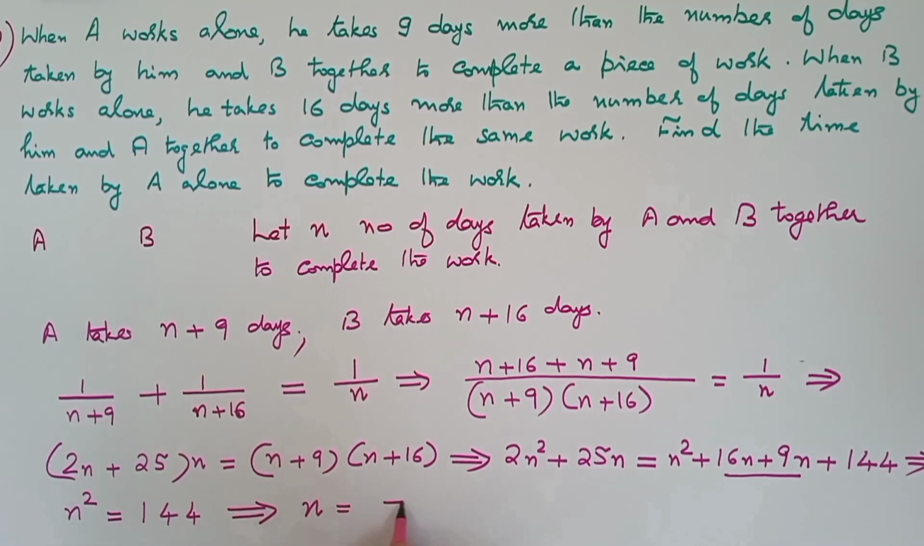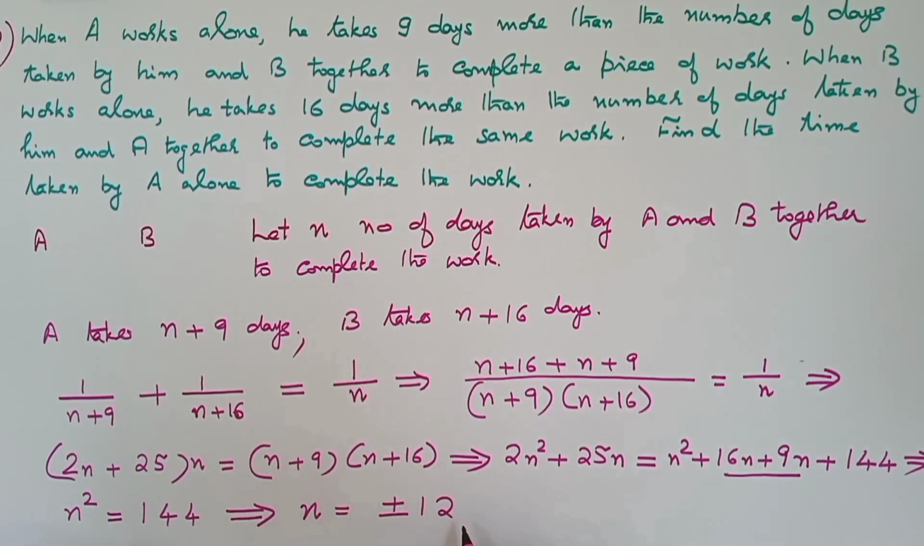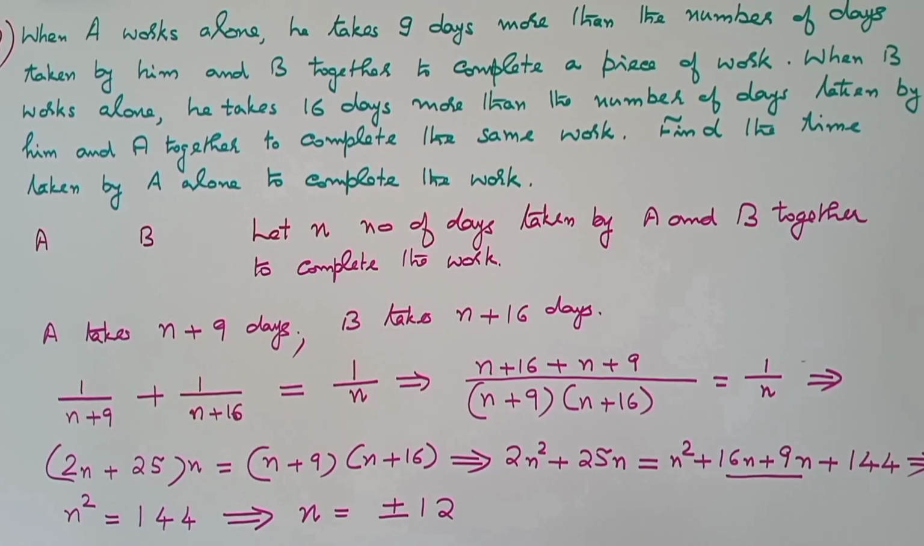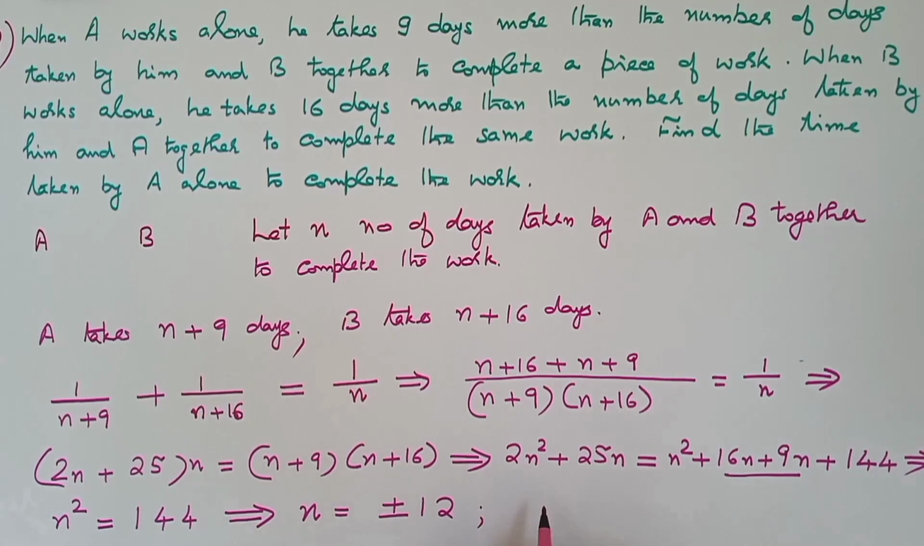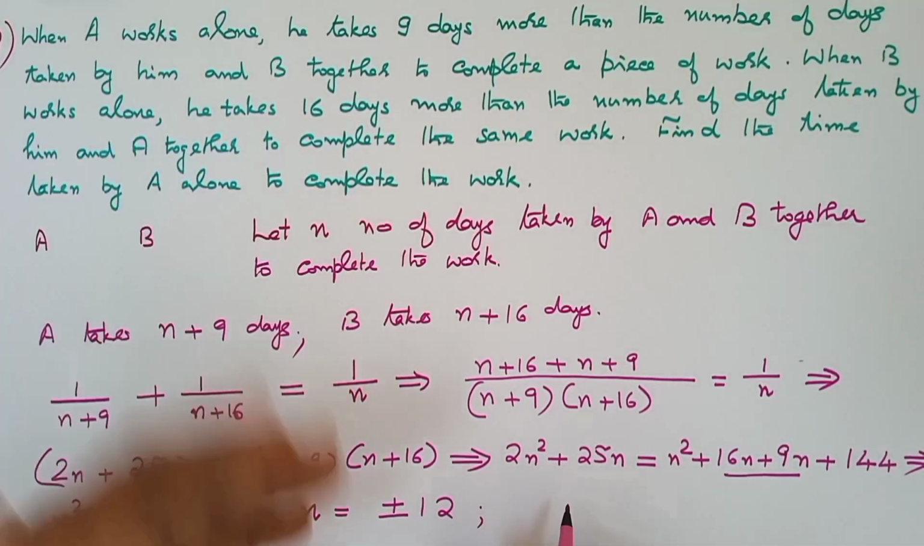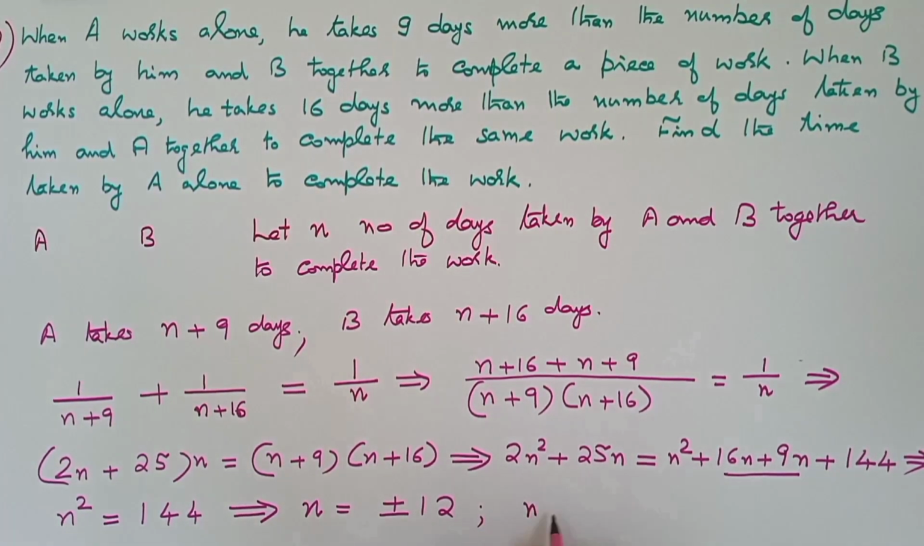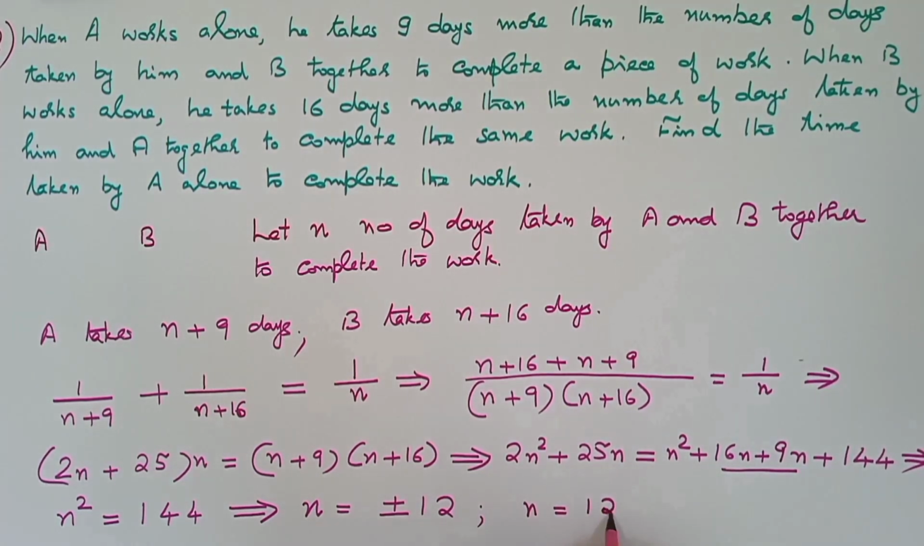So N is equal to plus or minus 12. 144 is a perfect square. So we have two values for N, plus 12 and minus 12. Obviously, the minus 12 is not acceptable because N refers to the number of days, which should be a positive number. So N is equal to 12 days.